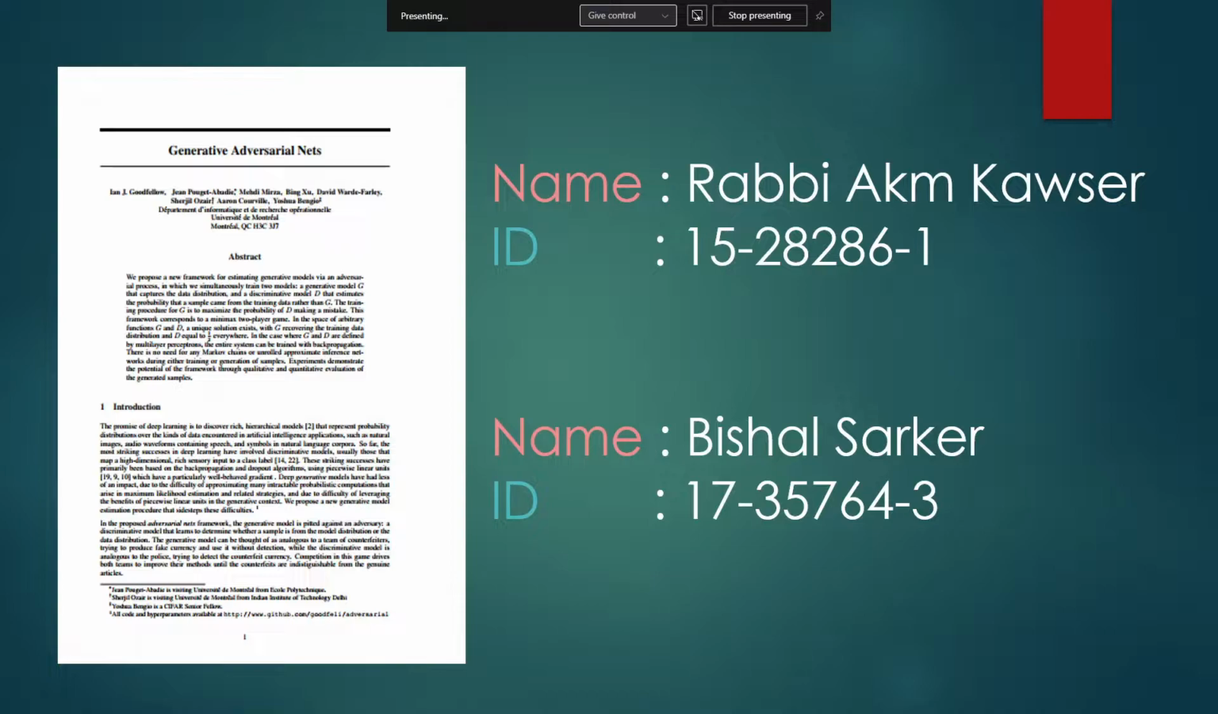So our presentation topic is based on the paper on generative adversarial networks, which is published by Ian Goodfellow, one of the deep learning pioneers. So let's start.